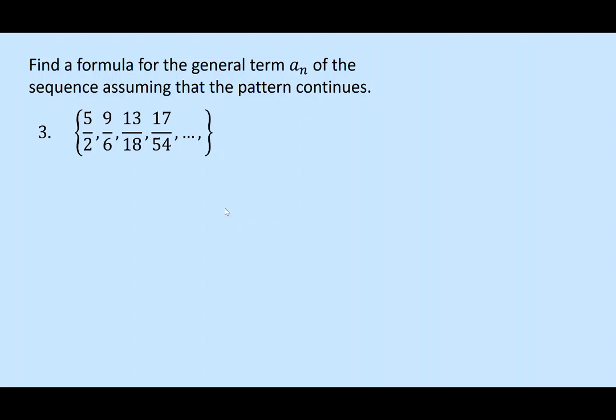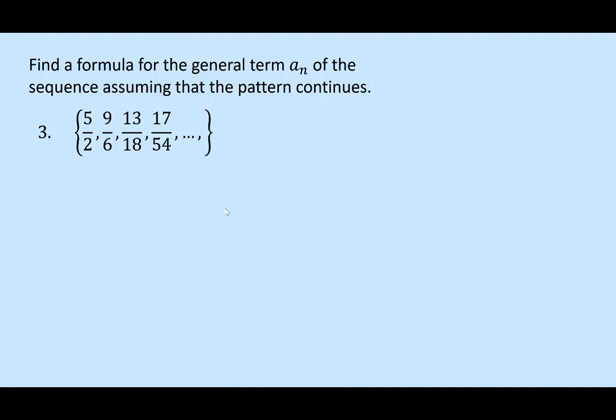5 over 2, 9 over 6, 13 over 18, 17 over 54. So what's with this guy? Let's try to isolate the tops and the bottoms. Okay, let's look at just the tops alone. 5, 9, 13, 17. Hey, that is an arithmetic sequence, right? Each time we are adding 4. Cool. Apply the a plus n minus 1 times d to this and you get the top.